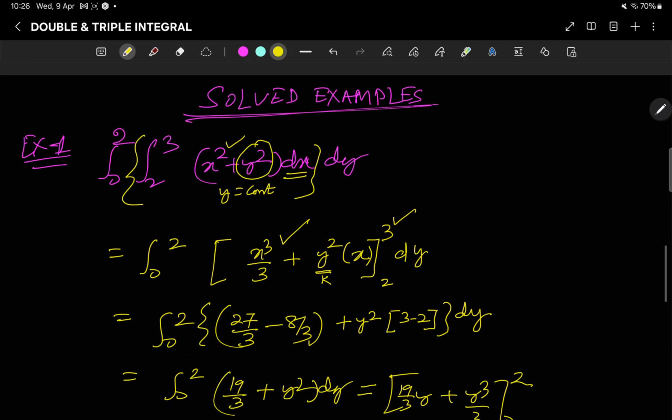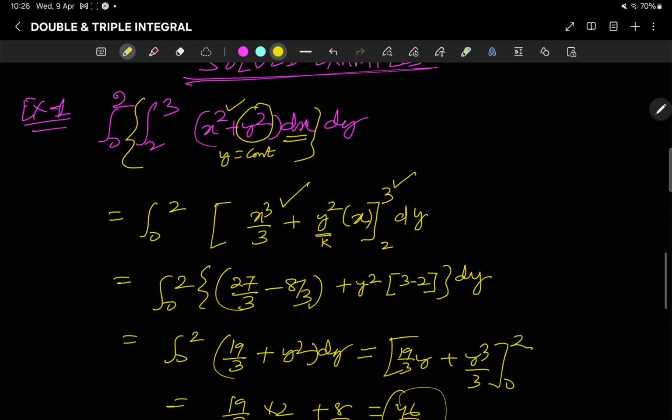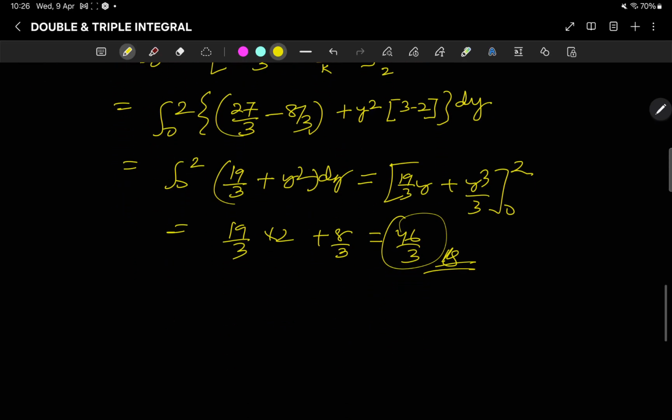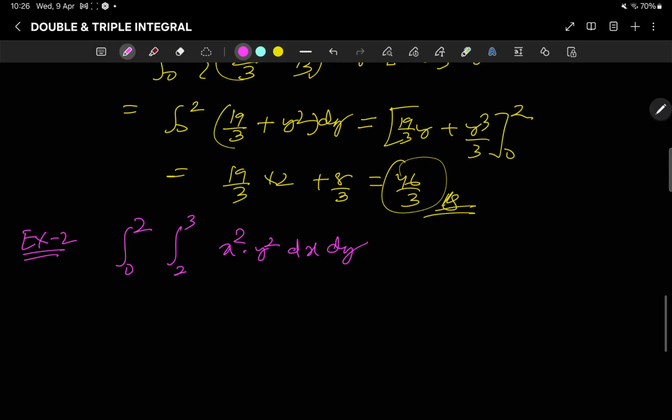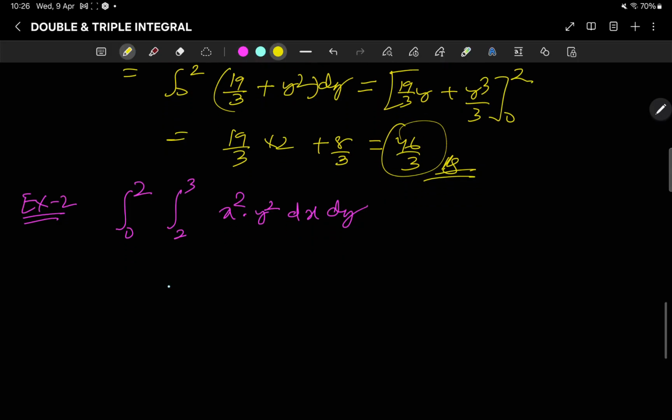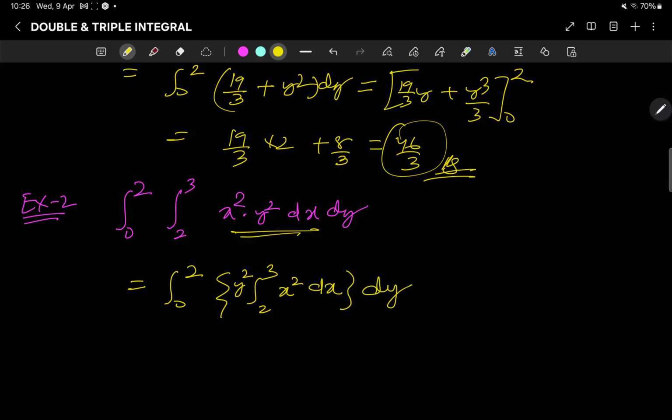Now, another example 2: suppose you are asked integral 0 to 2, integral 2 to 3, x square into y square dx dy. Then this approach is also fine and you can evaluate it. Integrate with respect to x, treating y square as constant, it is x square dx. Whatever answer is obtained, you integrate with respect to y.